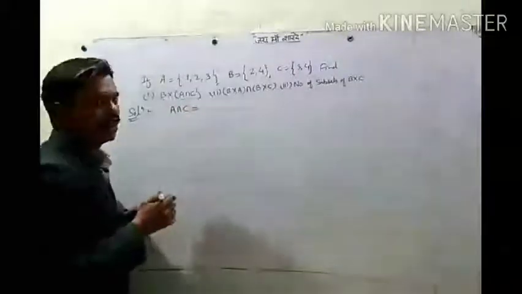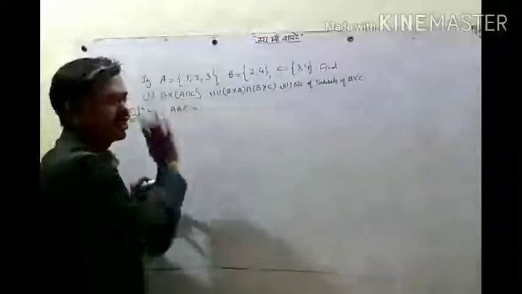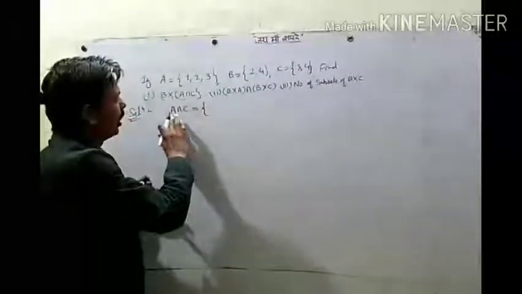We know how to find the intersection of two sets. All the common elements will come in this set, the elements which belong to both A and C.